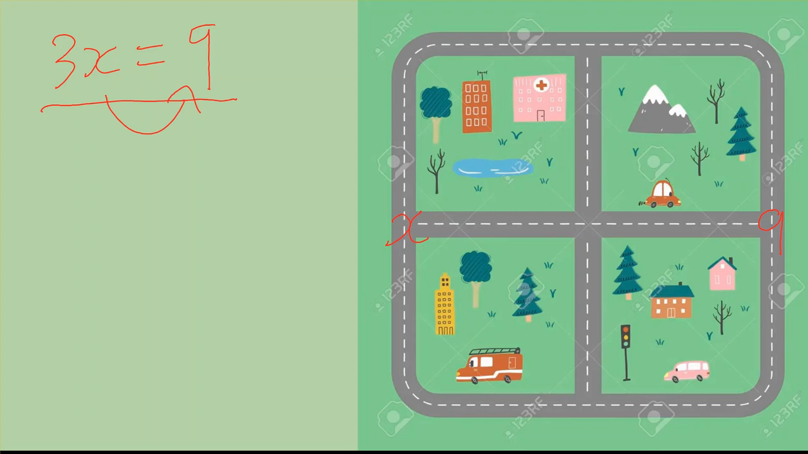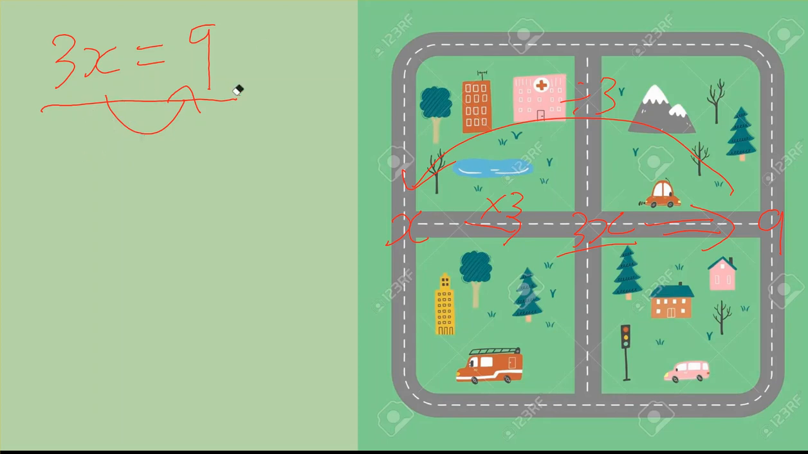So 3x simply means 3 times x. If I draw it on the map, x was multiplied by 3, and it became 3x, and then it was equal to 9. So how do I return? What do I have to do to come back? We have to do the opposite of what happened to x, which means we have to divide by 3. Then we are going to divide both sides by 3.